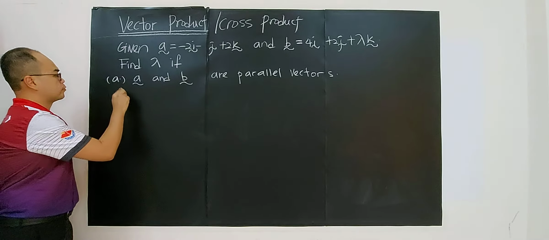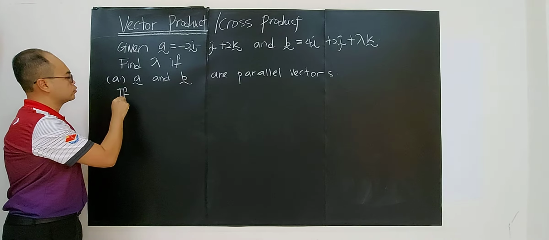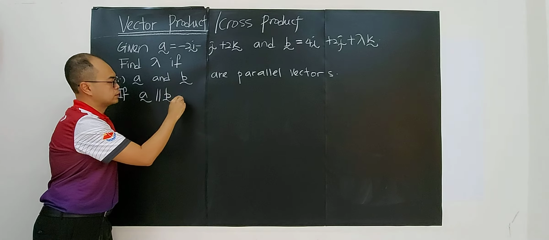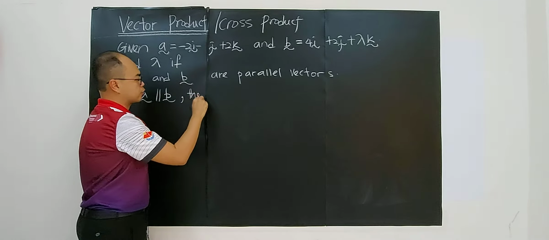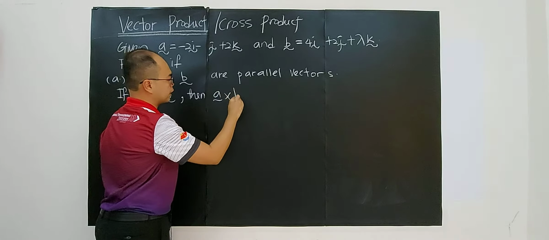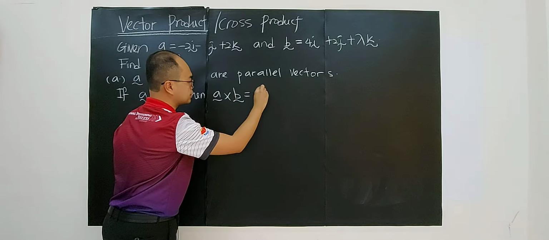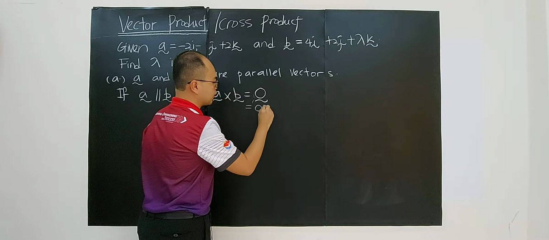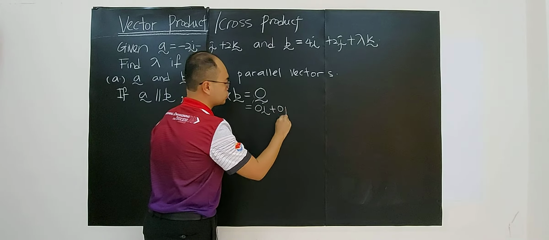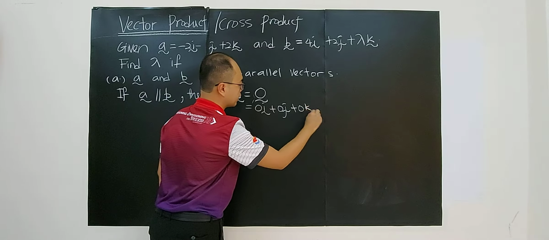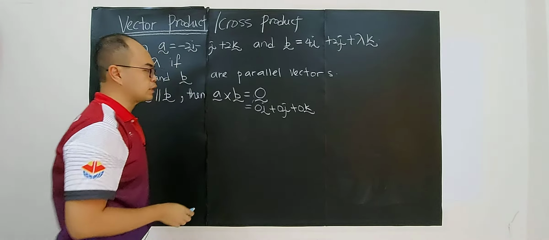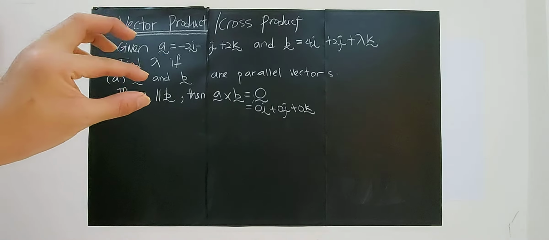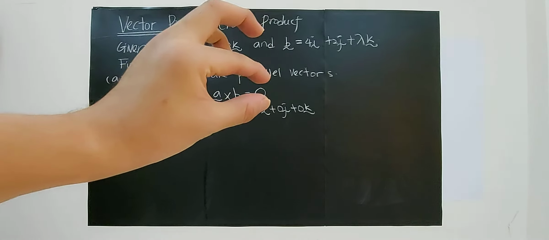If you have understood the first video, I said that if vector A is parallel to vector B, then A cross B, vector A crossed with vector B, gives you a zero vector. It's not zero, it's a zero vector. The zero vector here means 0i, 0j, 0k. They are not moving in any direction, so they are static. So if A is parallel to B, then A cross B will produce a zero vector.